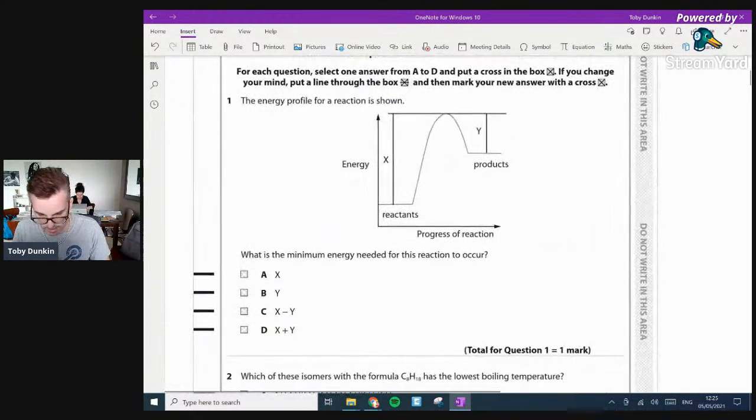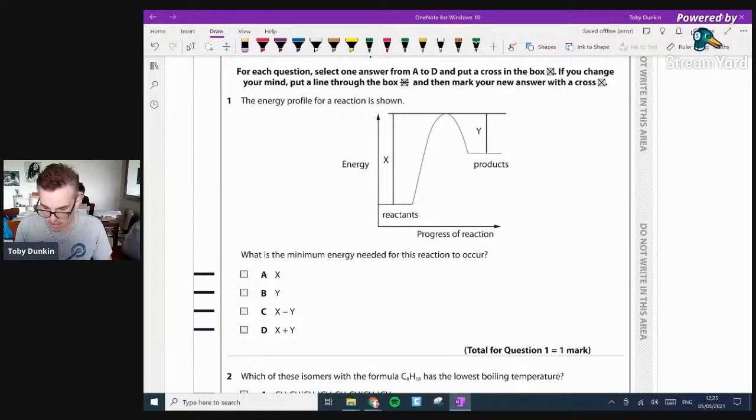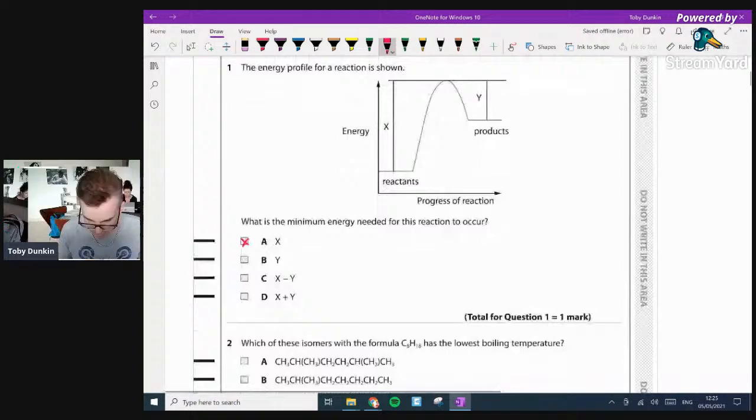Okay, so first one, nice reaction profiles, GCSE, not complicated. What is the minimum energy required for the reaction to occur? And of course, this is the activation energy. That is the activation energy in this graph. So the answer is X. Nice and easy start. I'll switch over to red for my answers. There we go. So X is the energy required for the reaction to happen.